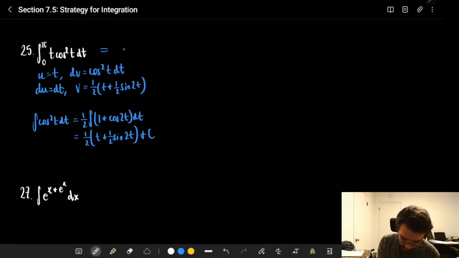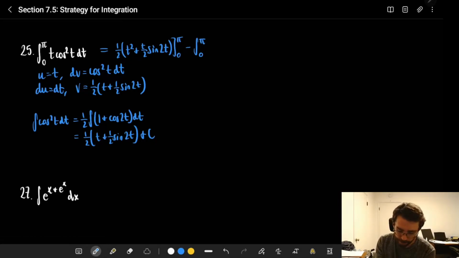Okay, uv is 1/2. Multiply by t, you get t squared plus t over 2. God, this is ugly. This might be one I don't plug in the numbers for. Integral 0 to pi. This will be integral v du is, let's pull the 1/2 out. So just integrating t plus 1/2 sine 2t dt.